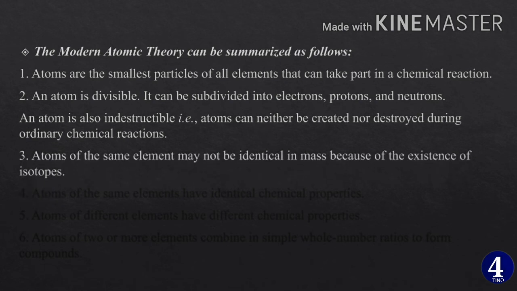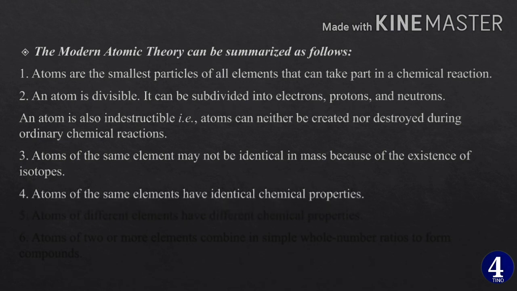Atoms of the same element may not be identical in mass, but John Dalton said that atoms of the same element are identical in mass. But the modern atomic theory has disproved that and discovered the existence of isotopes, and concluded that atoms of the same element may not be identical in mass. You can find atoms of the same element with different masses because of the presence of isotopes. Isotopes are just the same element with different masses. An atom with different mass is an isotope of a given element.